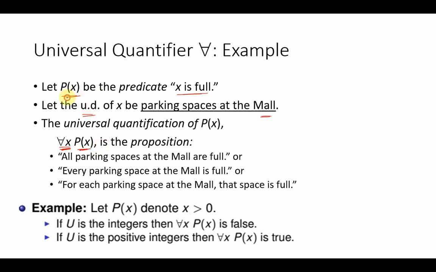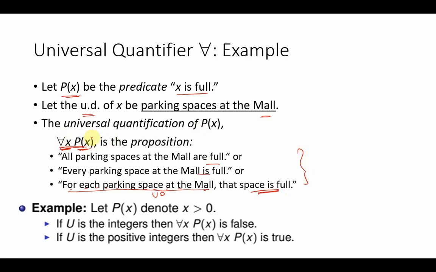x is full. Now this can be translated in an informal language as all parking spaces at the mall are full, or every parking space at the mall is full, or, a literal translation, for each parking space at the mall, this is the universe of discourse, that space is full. So these are the informal representations of this formal predicate.